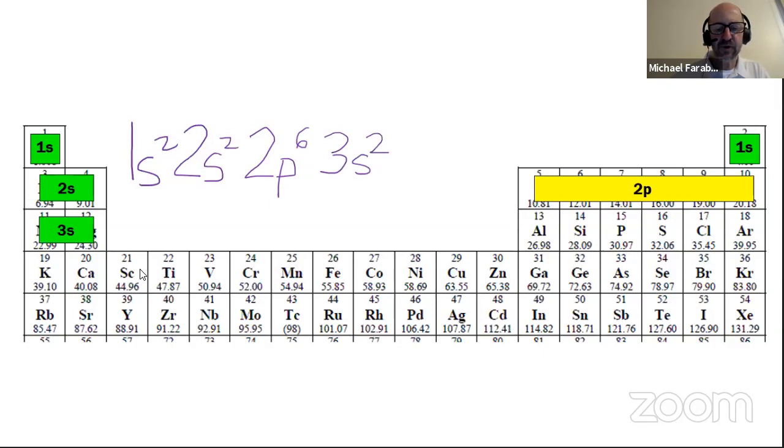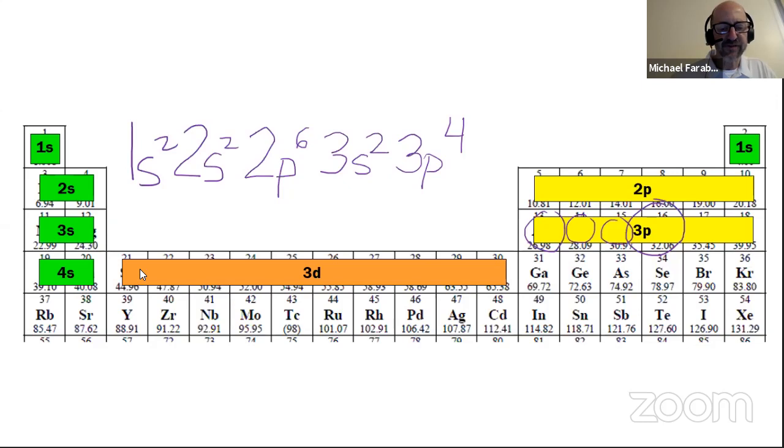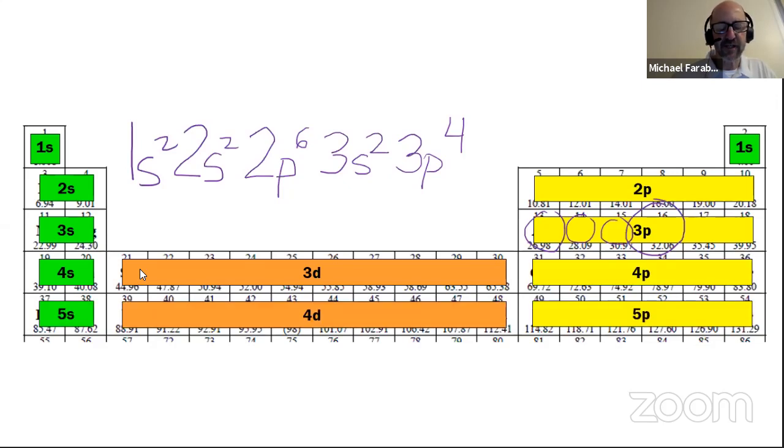And then on to trying to get to sulfur. So I'm not going to go all the way. If I was going all the way to argon, I would have said 3p6. I'm stopping right here at sulfur. So 3p1, 3p2, 3p3, and then I would say 3p4 for sulfur. And just to remind you that after 3p, you would have 4s, and then 3d for the transition metals in the middle there, and then 4p, and then that pattern continues, 5s, 4d, 5p. So again, hopefully that's the way you think about electron configurations.